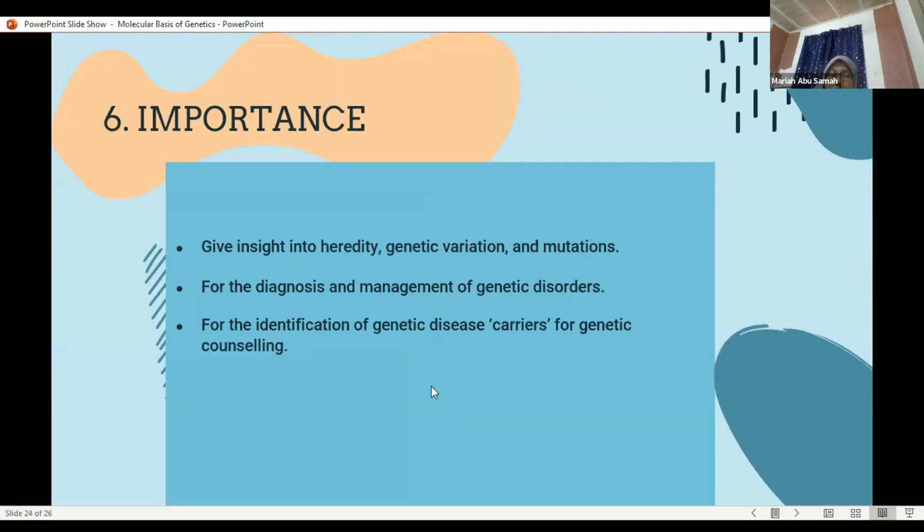And the last part of my presentation is the importance, just 3 points. The importance of molecular genetics. It will give insight or understanding into heredity, genetic variation, and also mutation. It is also important for the diagnosis and management of genetic disorders, and also to identify genetic disease carriers to provide them with genetic counseling.